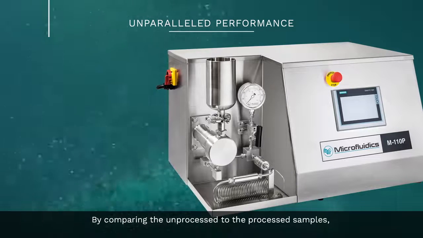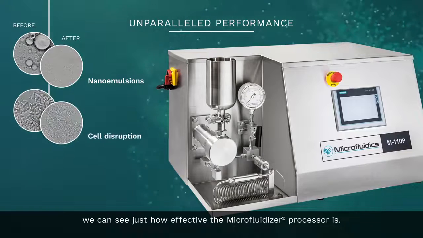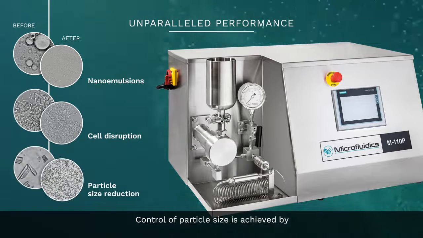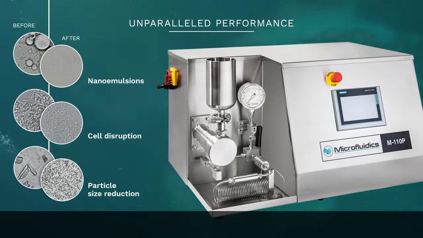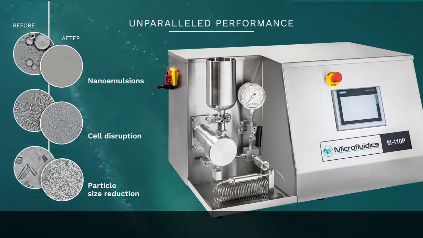By comparing the unprocessed to the processed samples, we can see just how effective the microfluidizer processor is. Control of particle size is achieved by adjusting the parameters of the interaction chamber type and size, the processing pressure, the number of passes, and the inlet and outlet temperatures.